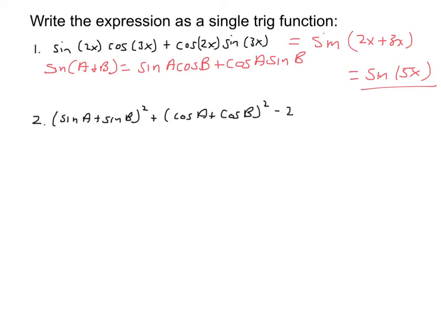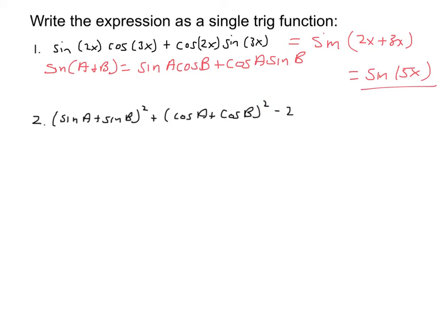In this next one, we have a little bit more work to do because this one right now doesn't match any of the ones that we have. So when I look at this one, the first thing I notice is that I have a binomial square. I'm having these two squares. So I'm going to have to multiply these out.